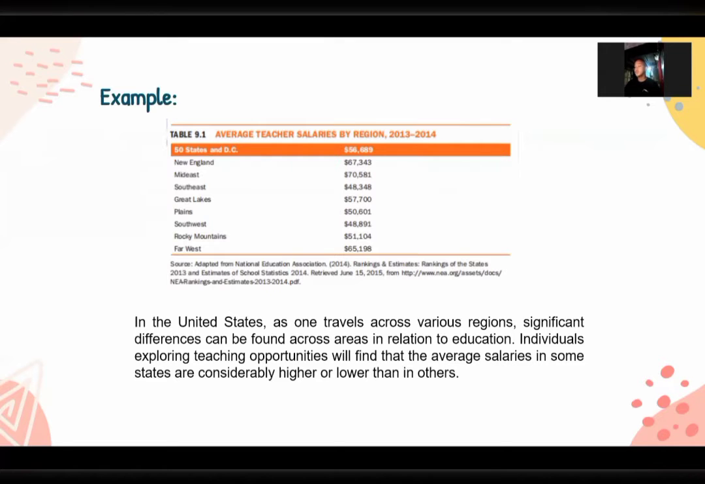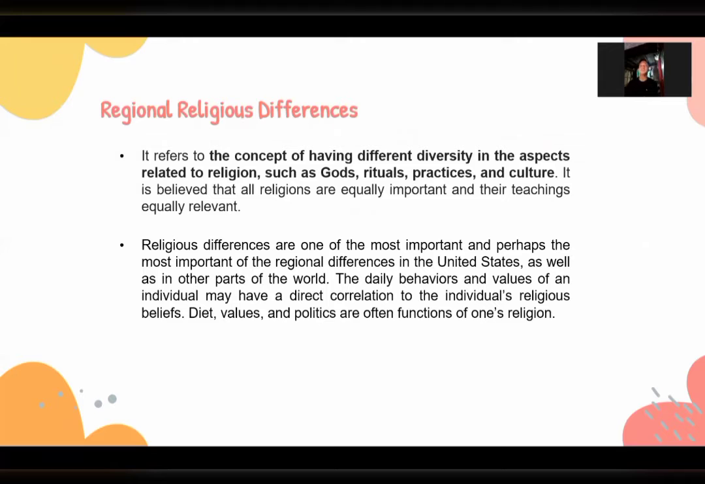The occurrence of that phenomenon results in educational attainment varying across areas. Therefore, the percentage of individuals aged 25 and above without a high school diploma varies across the different regions in the country. So now let's move on to the regional religious differences.